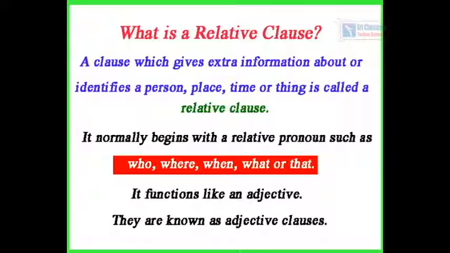What is a relative clause? A clause which gives extra information about or identifies a person, place, time, or thing is called a relative clause. It normally begins with a relative pronoun such as who, where, when, what, or that. It functions like an adjective. So, they are known as adjective clauses.